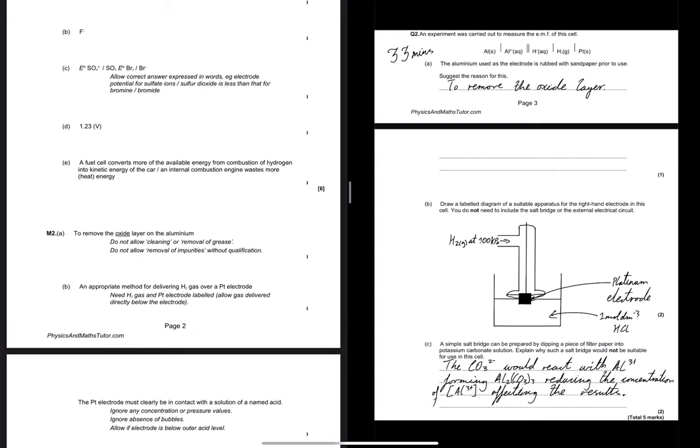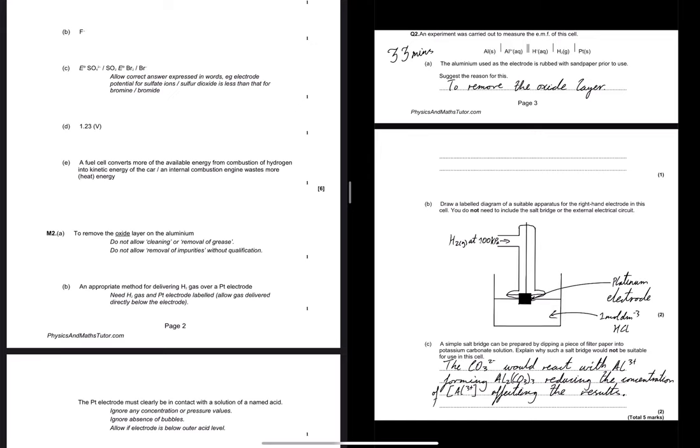So you want to rub it with sandpaper to remove the oxide layer. If you've seen rust, you can easily move it away once you dust it off with some sandpaper. That's what you're trying to do: remove the oxide layer so we can react with pure aluminium. So aluminium can be oxidized for this reaction here. Is that being oxidized? Yes, it is.